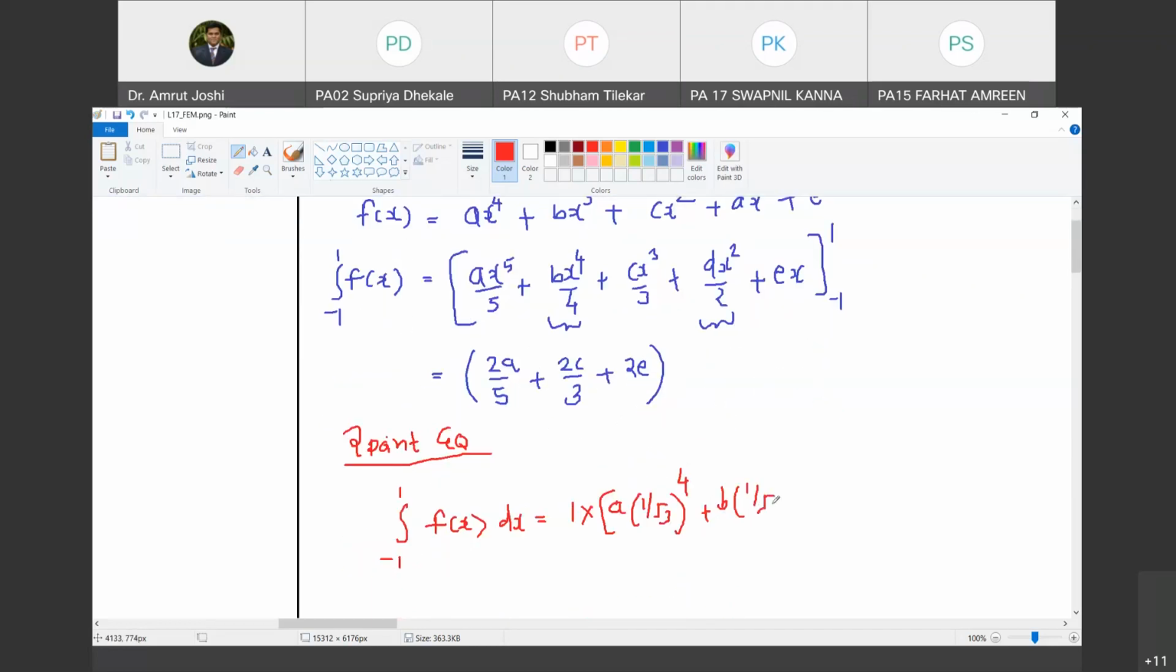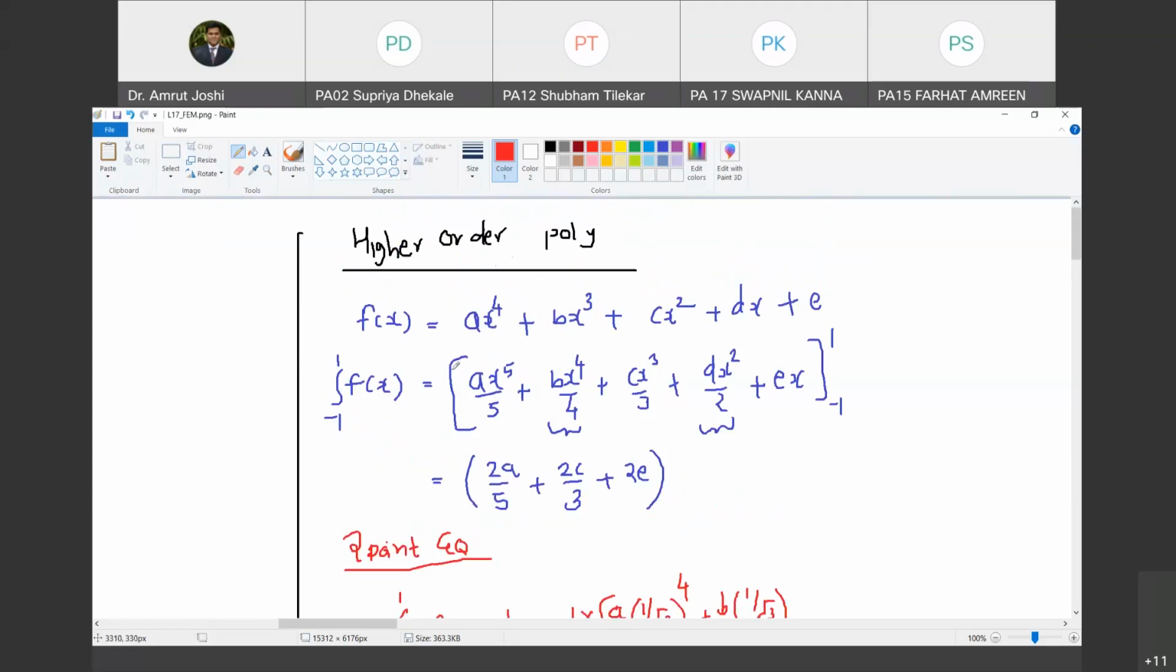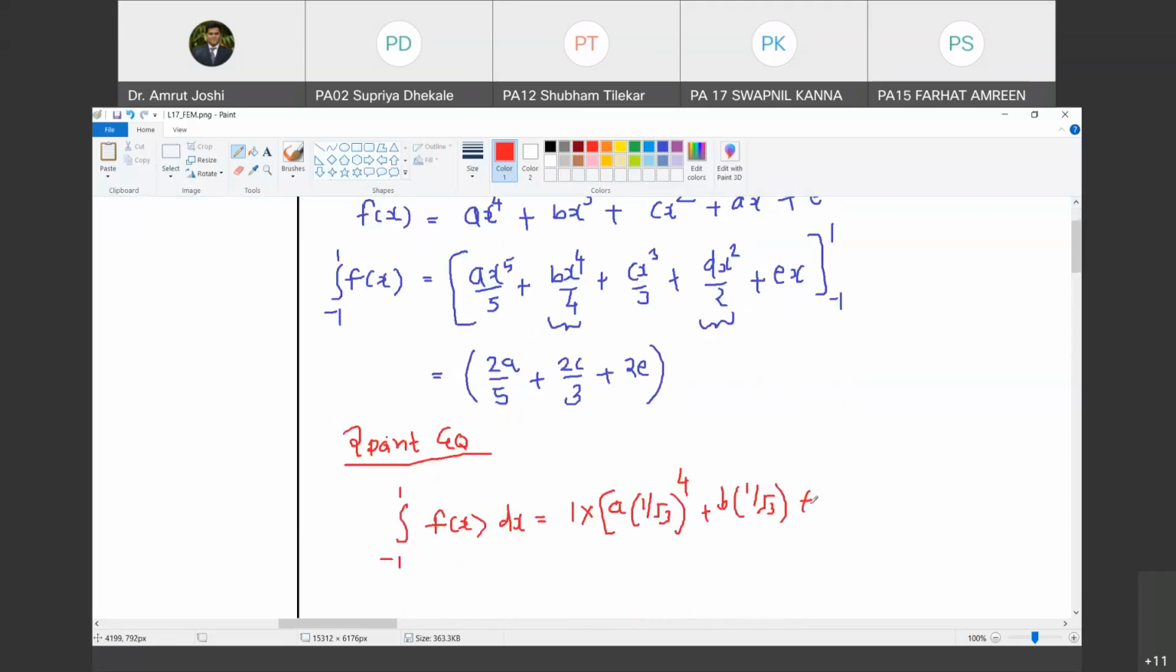इसमें एक कॉमन मिस्टेक लोग क्या करते हैं, they substitute this 1 by root 3 into the integration. You have to understand that in the traditional method we integrate and then put lower and upper limit. यहाँ पे इंटीग्रेट करने की जरूरत ही नहीं है, जो फंक्शन दिया है उसमें ही 1 by root 3 and minus 1 by root 3 सब्स्टिट्यूट करना है. Are you with me? Yes, sir.